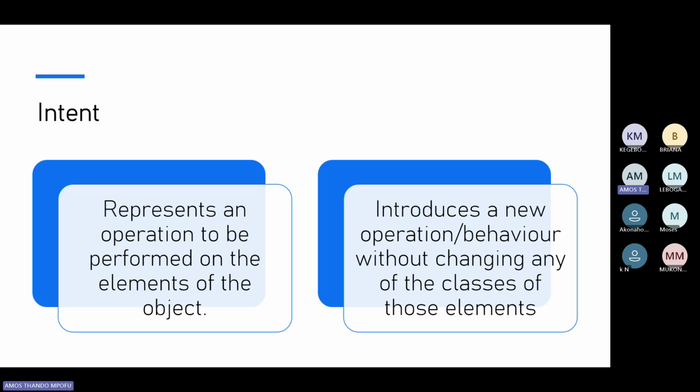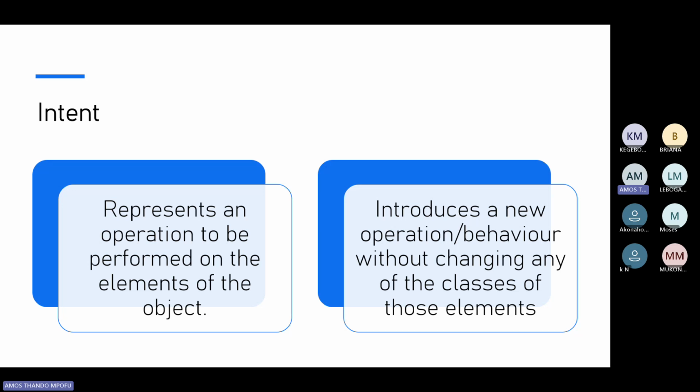So, a visitor design pattern, right? What is its intent? What does it intend to achieve? It's a way of representing an operation to be performed on the elements of the object. Basically, you represent a function that's going to be used to perform operations on the objects. Because remember, how do we make changes to the data of the class? Through public methods. That's how we make those changes.